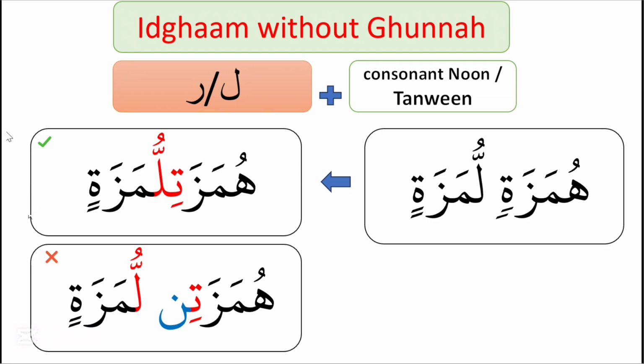Just do some exercises and practice, and after that you will be able to apply this rule automatically. It is a very simple way. Remember that we apply it when the consonant noon or tanween is followed by one of these letters. And this rule happens only across two words, like here. If you pause in between, you cannot apply this rule.